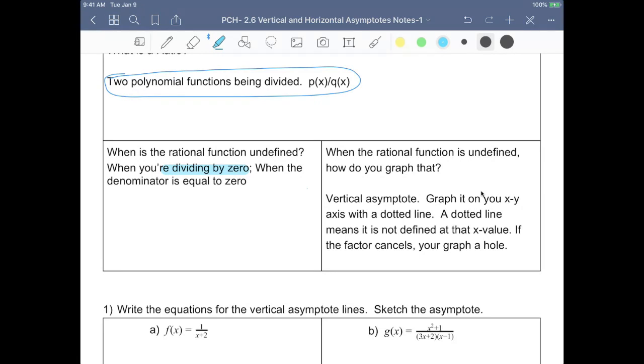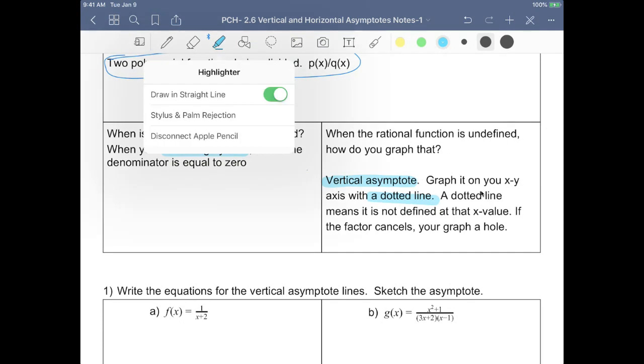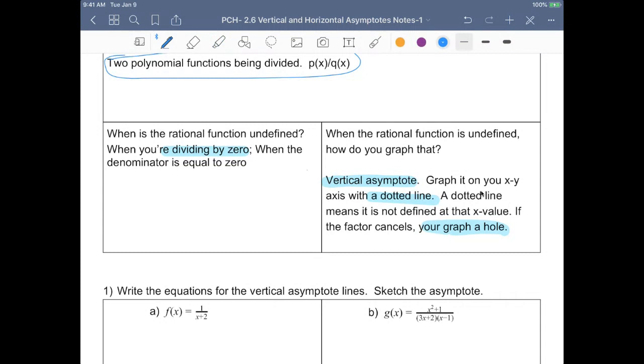We've talked a lot about this. So when is a rational function undefined, and how do we graph that? It's undefined when you have a vertical asymptote, and we graph that by drawing a vertical dotted line. And this is if we factor and the factors don't cancel out. If they cancel, we get something called a hole. Okay, so there are two types of discontinuities.